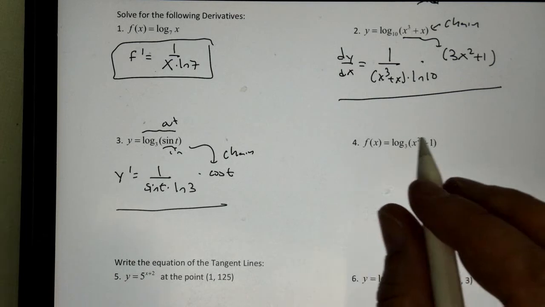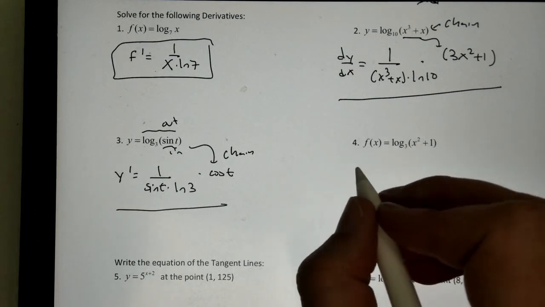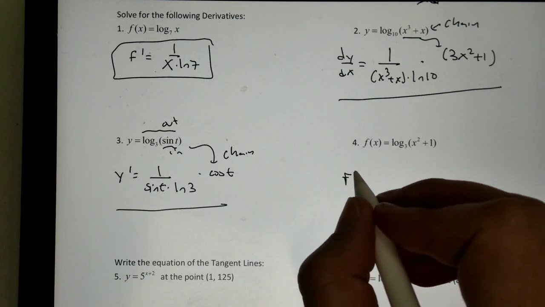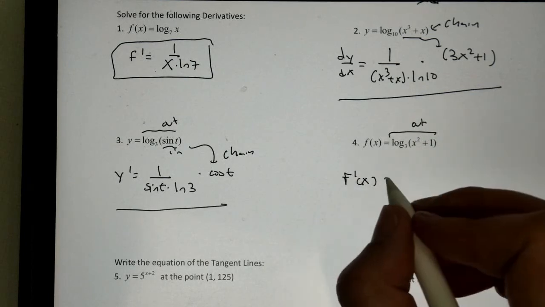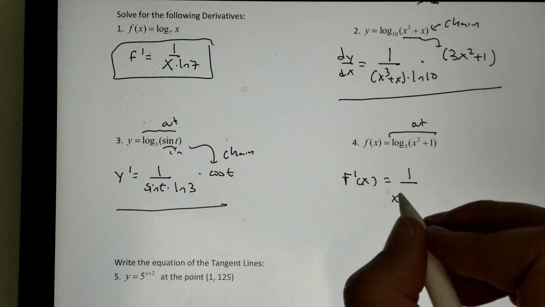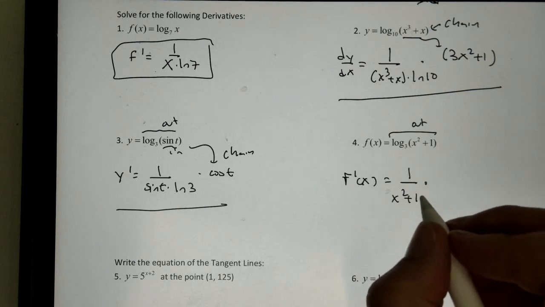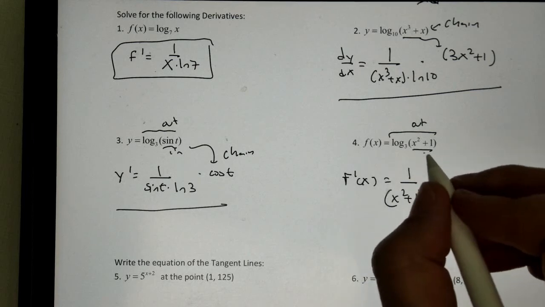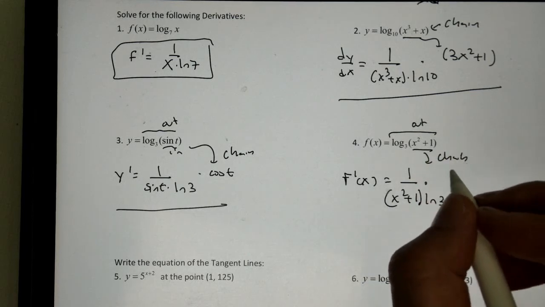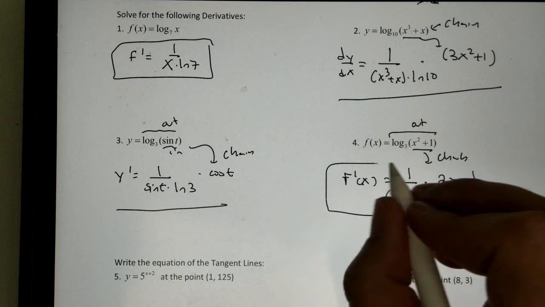Try number 4 here. Again, same thing. I could write the derivative as, it's a chain rule. There is my outside, and that's going to give us 1 over x squared plus 1 times the natural log of 3 on bottom, and in the top, the derivative of the inside, or chain rule, we just get 2x. And there's our derivative.